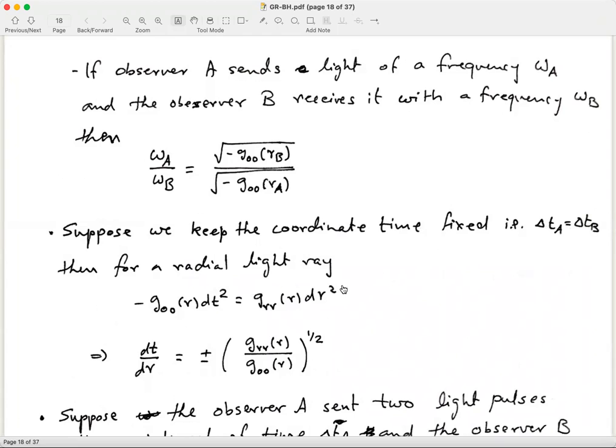Then for a radial ray, that means there is no angular dependence on the trajectory of the light ray, minus G00 times dt squared is equal to GRR times dr squared, because the total d tau squared should be 0. We are looking at the light ray. That tells us that dt by dr is equal to plus or minus GRR upon G00 to the half.